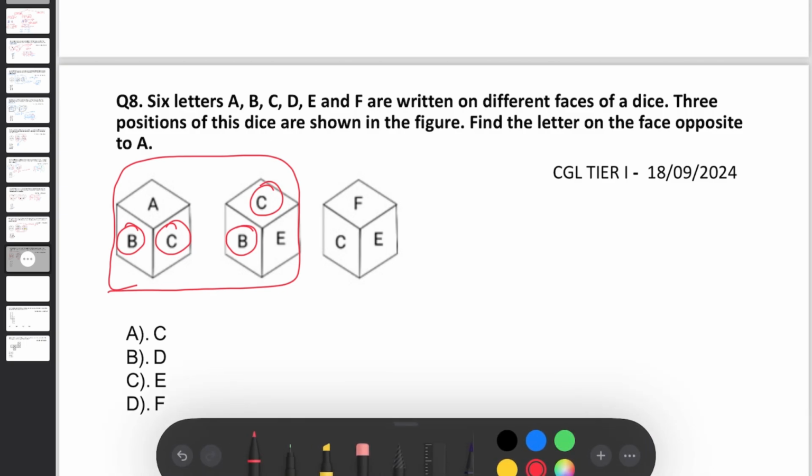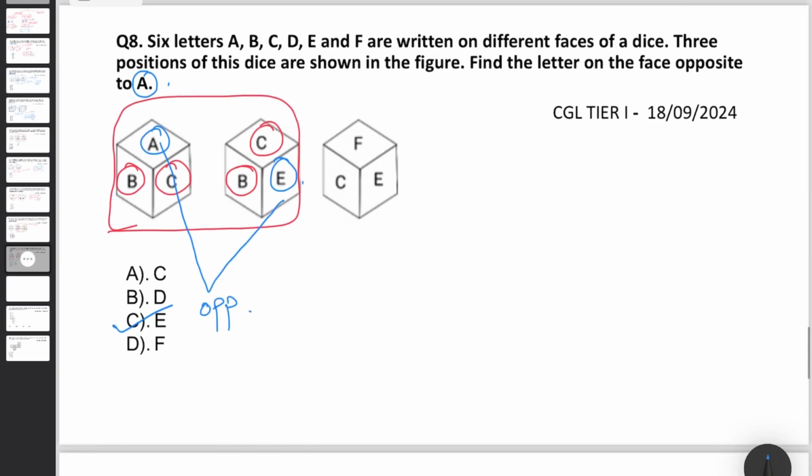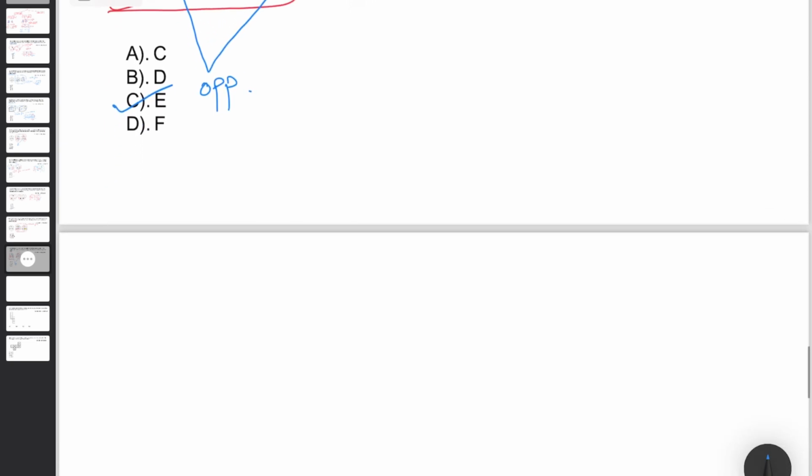What's the remaining? The remaining is A and the E. A and the E will be opposite to each other. So the opposite of A would be E. Very easy question.